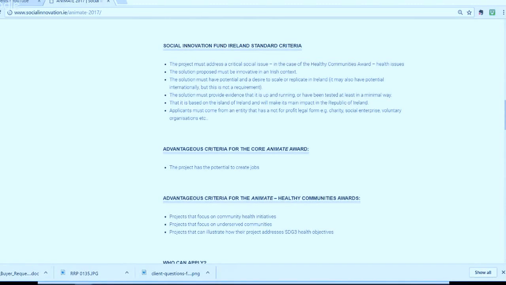Just running through the standard criteria again, the solution must provide evidence that it's up and running and has been tested in at least a minimum way. Tell us what you've done. Tell us if the solution is up and running, what impact, what metrics have you got? And if you've tested it, what have you learned from the testing?